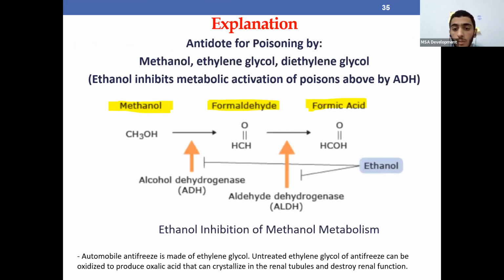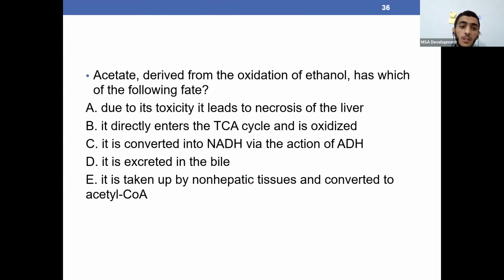Methanol, formaldehyde, formic acid or the formate buildup due to the methanol will lead to intoxication. The next question: acetate, which is derived from the oxidation of ethanol. Alcohol is broken down to acetaldehyde by alcohol dehydrogenase, and then to acetate. So what's the fate of the acetate? The acetate will be converted to acetyl-CoA. So it's taken up and converted to acetyl-CoA, right?